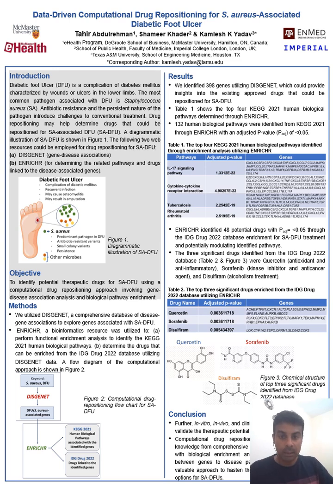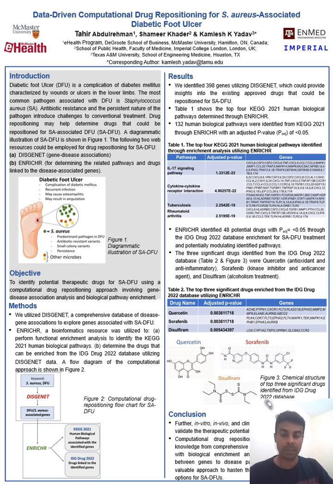So the top four pathways that were enriched from the KEGG 2021 database were IL-17 signaling pathway, the cytokine receptor interaction pathway, tuberculosis, and rheumatoid arthritis. So table 1 shows us the details of the top four human biological pathways that were enriched from the KEGG 2021 database.